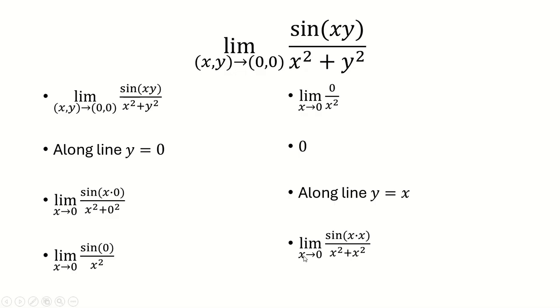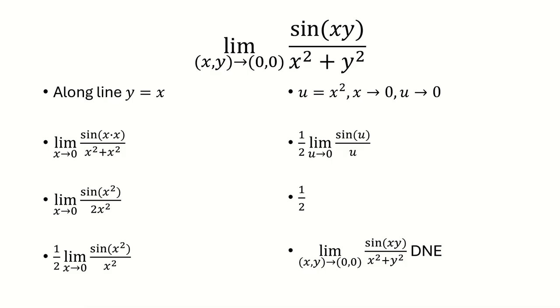And so that reduces to the limit as x approaches 0 of sine of x times x over x squared plus x squared. So that becomes sine of x squared divided by 2x squared. The 1/2 can come outside. That's a constant. And so I just need to solve the limit as x approaches 0 of sine of x squared over x squared.